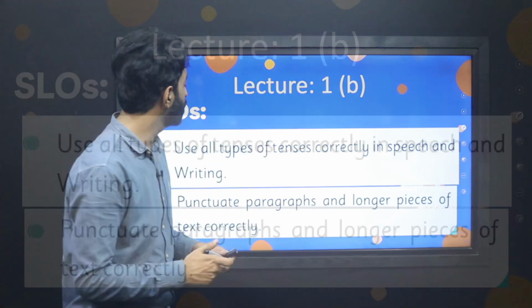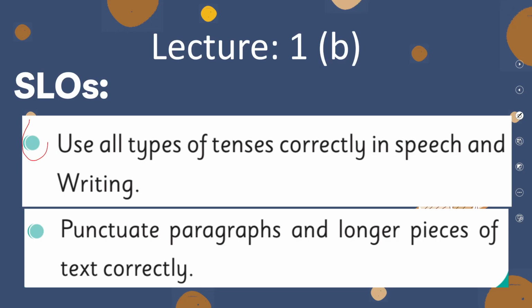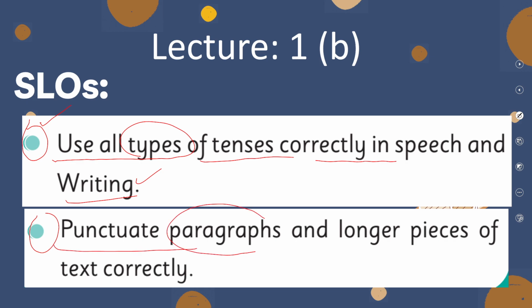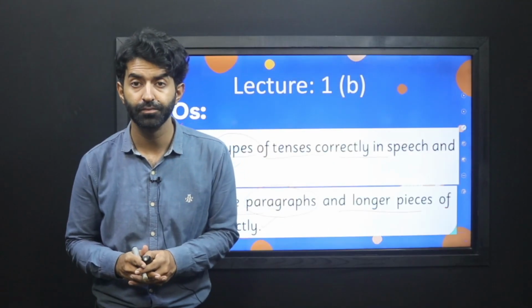The next lecture will be of two SLOs merged into one. The first one is to use all types of tenses correctly in speech and writing. We will learn and revise our tenses, and the next one is to punctuate paragraphs and longer pieces of text correctly. This is about punctuation, which is a very important part of our grammar.